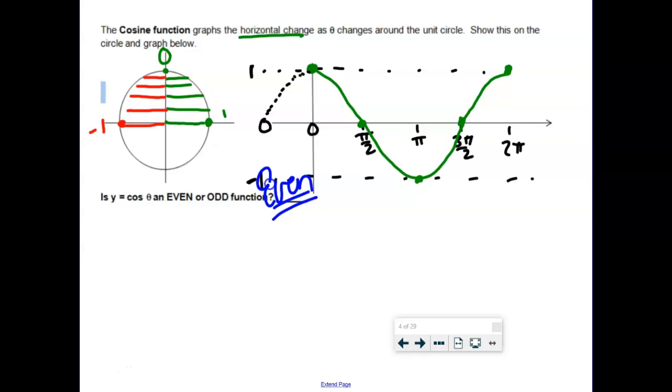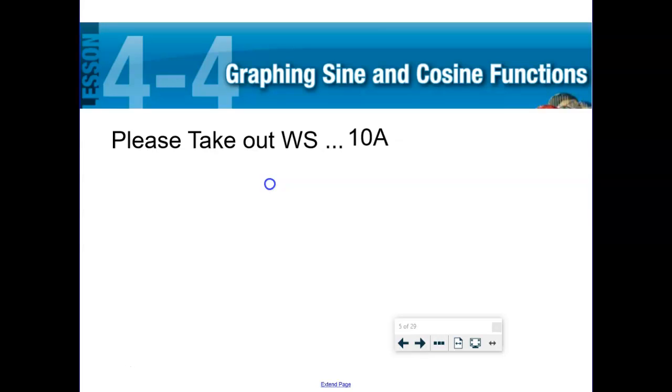Alright, we're going to skip tangent if you're alright with that. We'll talk about tangent next week. Tangent's a good time. Tangent is the weird squiggles with vertical asymptotes. Tangent's a fun one. Alright, so find worksheet 10.